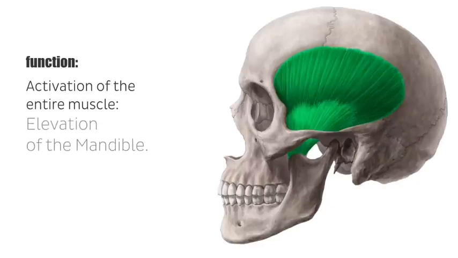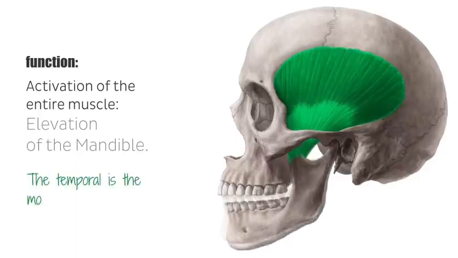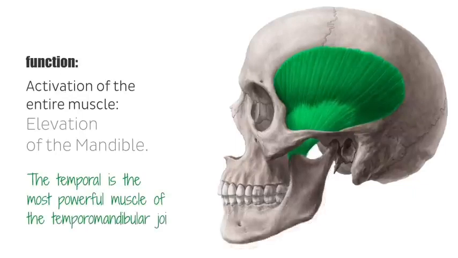Due to its size, it can be palpated without difficulty, especially when the mouth is opened and closed. The temporalis is the most powerful muscle of the temporomandibular joint.